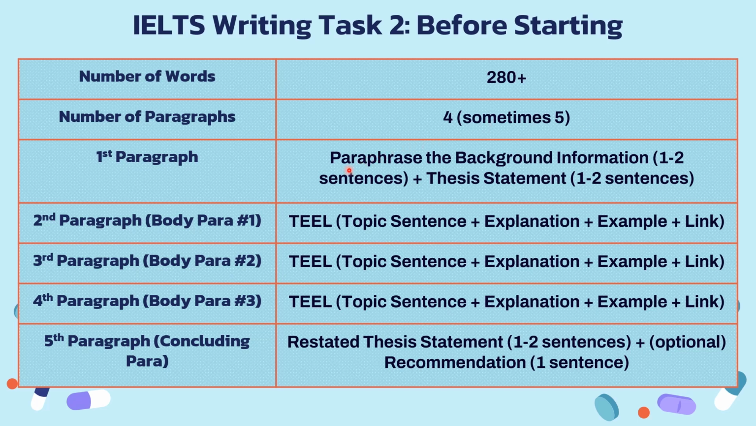So in the first paragraph, what do we do? Just like in IELTS Writing Task 1, at first, the number one thing that we should do is to paraphrase the background information. And just like IELTS Writing Task 1, we should do it within 1 to 2 sentences, not more than that. And we also have to write a thesis statement in the first paragraph.